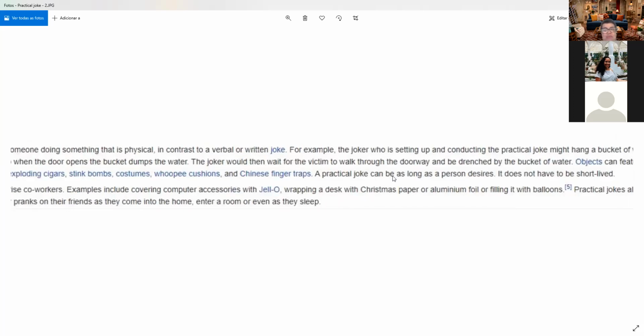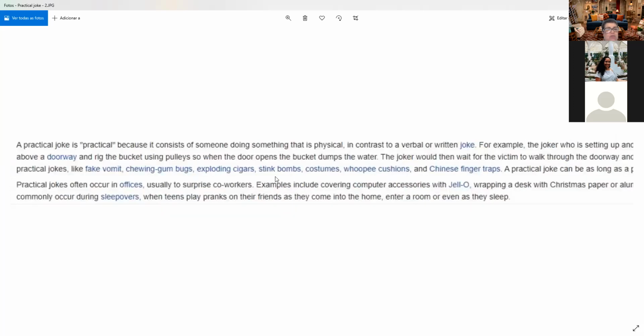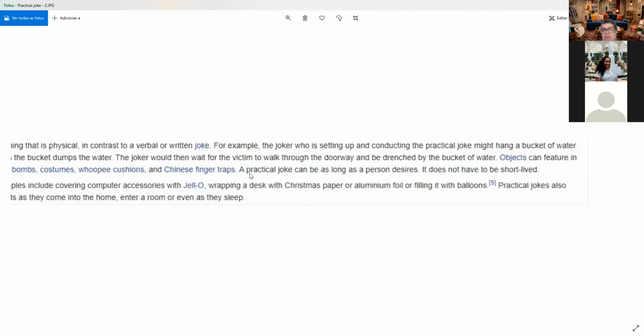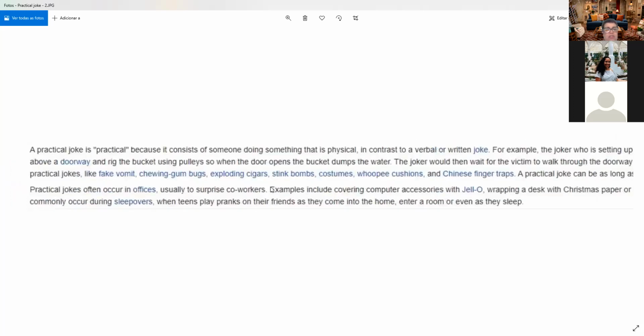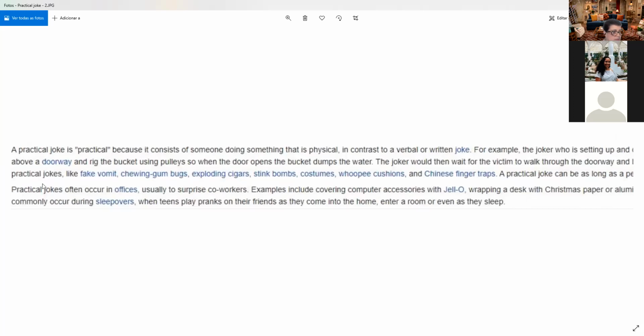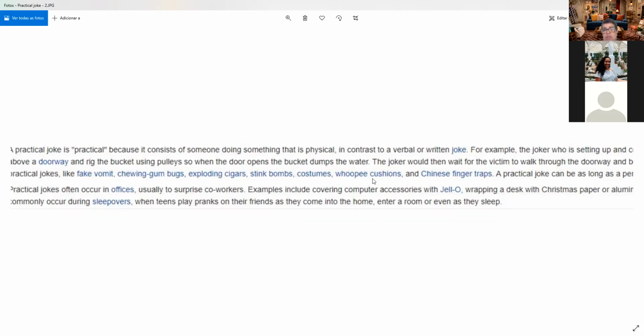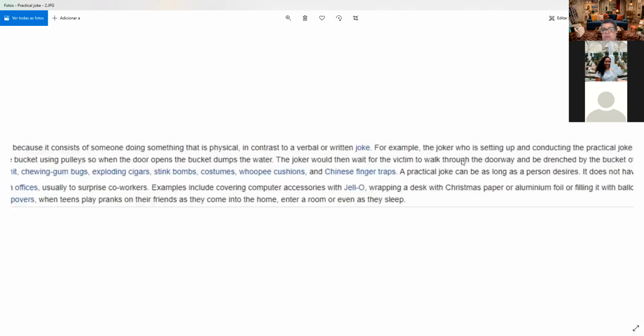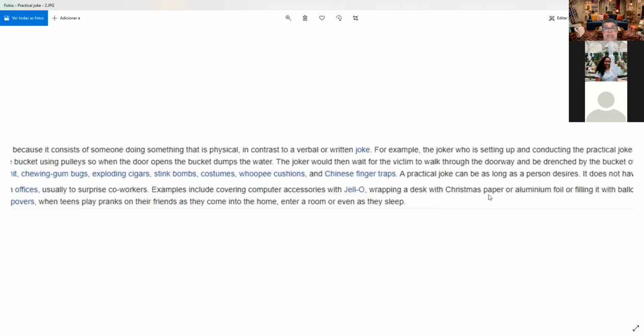Oh my God, this is horrible. Objects can feature in practical jokes, for example, fake vomit, chewing gum bugs, exploding cigars, stink bombs, costumes, like I said, the ghost, whoopee cushions, and Chinese finger traps. So we have many things you can use to play a practical joke.